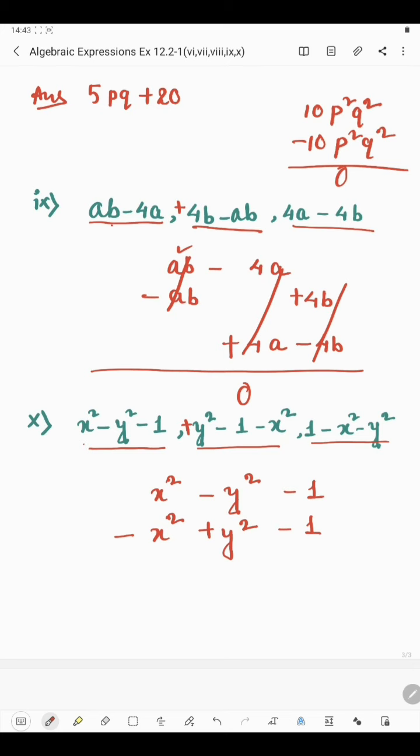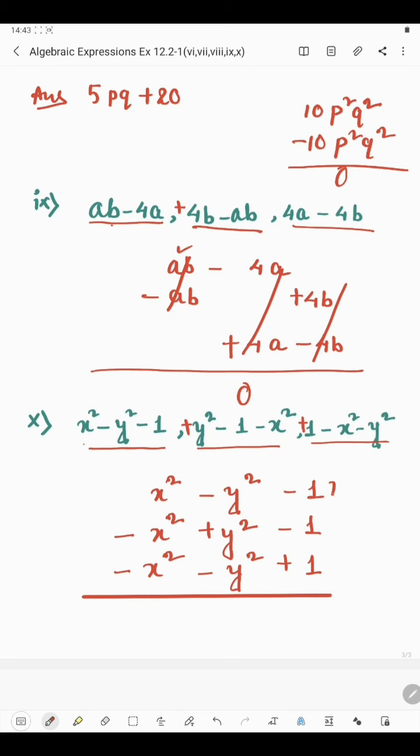Now in the third expression we have 1 at first, so 1 will be written below the constant, and in front of 1 no sign is present, so it is plus. Now minus x square, so it will be here below x square term, and then we have minus y square, so it will be below y square term. Okay, now we will have to add this.